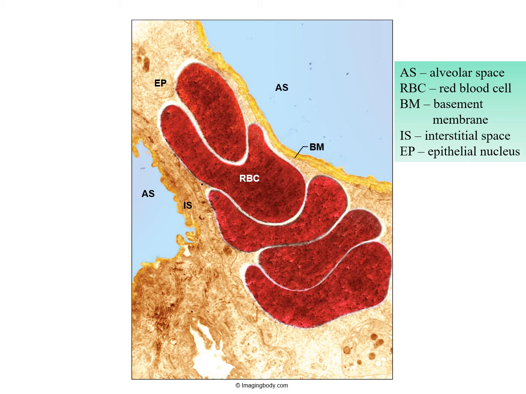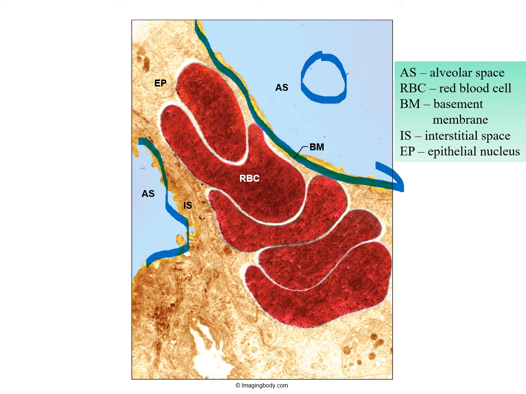And these are the alveoli here. This is the wall of one alveolus in yellow. Here's the wall of another alveolus in yellow. And this is the center of the alveolus. This is where the air is.